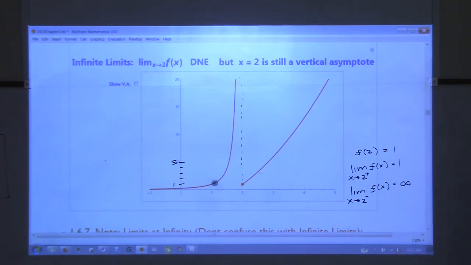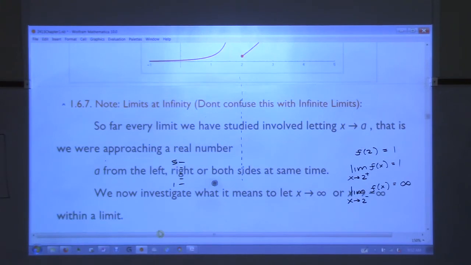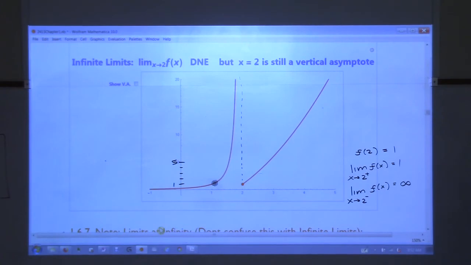With me? All right. Let's not overcomplicate it, because it is what it is. All right. Let's do a couple of examples here.